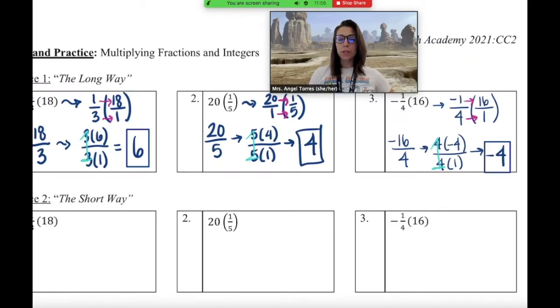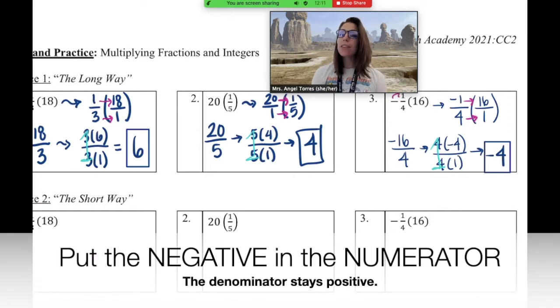For number 2, 20 over 1 times 1/5 is 20/5, which after factoring out a big 1 leaves you with 4 over 1, or just 4. In number 3, you may have struggled because it was a negative, but I always like to say when you're dealing with negatives, put the negative in the numerator. Let me show you what that looks like.